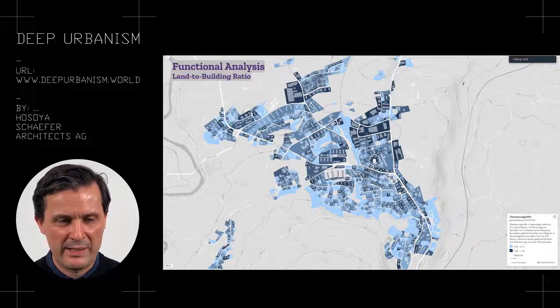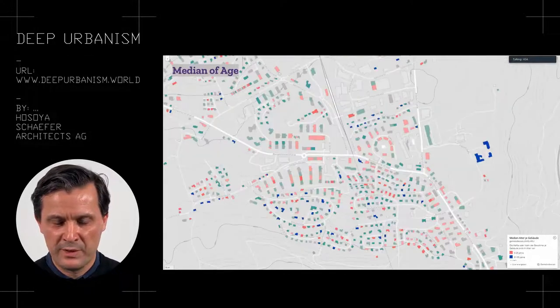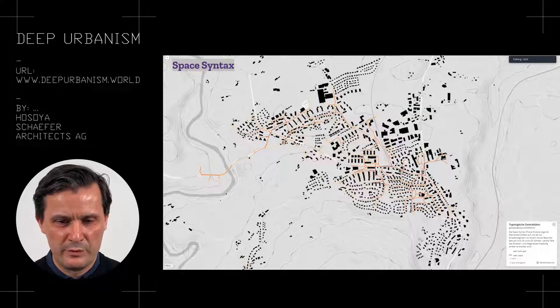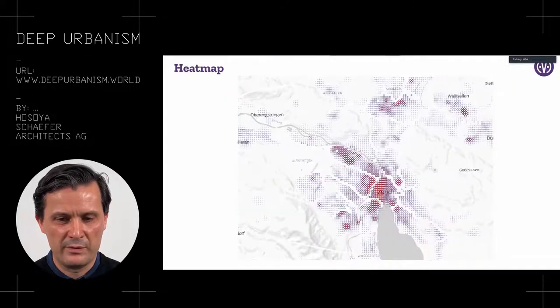We can look at the demographics, so the median of age. Where do young people live, families live, where do older people live? We can look at centralities in towns and at commuter footprints. And with heat maps, even at uses over the course of a day.